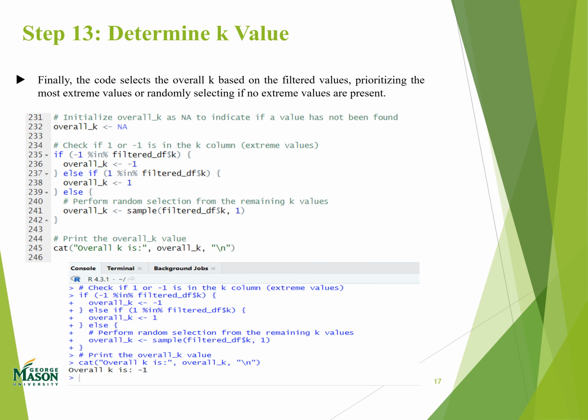Step 13 is determine K value. Finally, the code selects the overall K based on the filtered values, prioritizing the most extreme values or randomly selecting if no extreme values are present. In the console part, we can see the overall K value is 0.1.